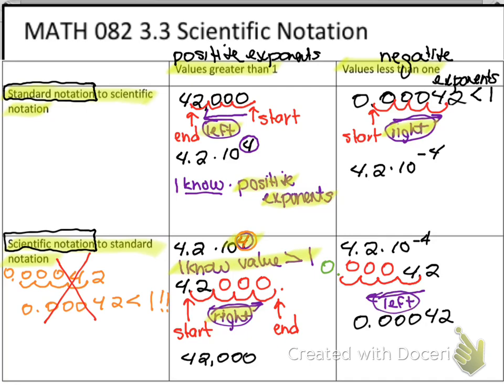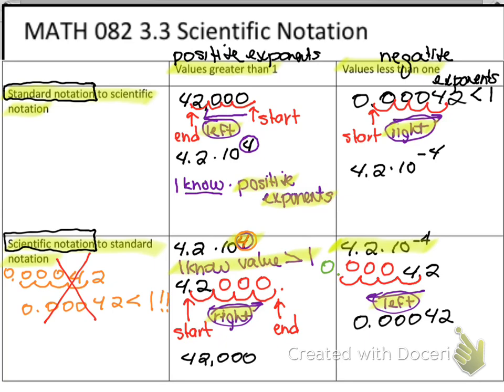So you can see, just looking overall at this table, half the time we move it to the left, half the time we move it to the right, and it depends on whether we're going from standard to scientific or scientific to standard, and it also depends whether we're working with a value that is greater than 1 or less than 1. So instead of trying to memorize left and right, how could I know just by looking at this that I have to move to the left?